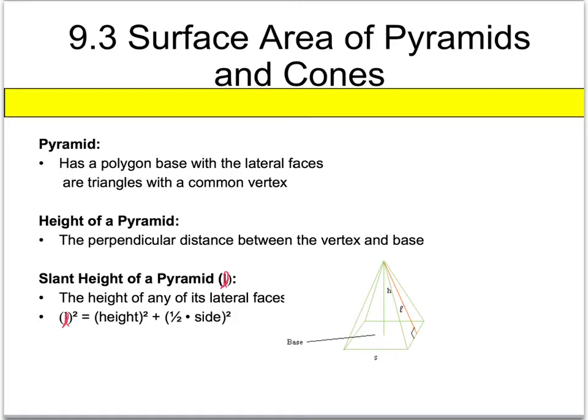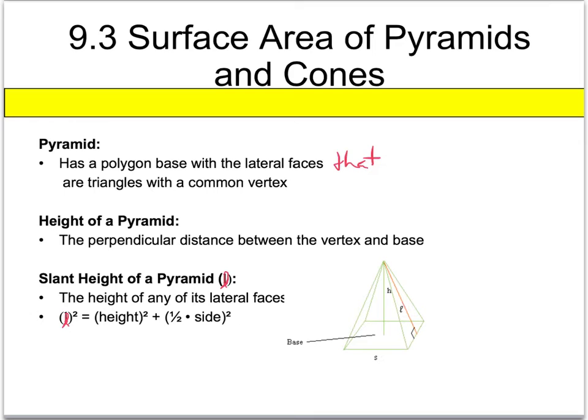Okay, first note that I want you to write down is going to be the definition of pyramid, definition of height of a pyramid, and the definition of a slant height of a pyramid. When you think about a pyramid, it has a polygon base with the lateral faces that are triangles with a common vertex.